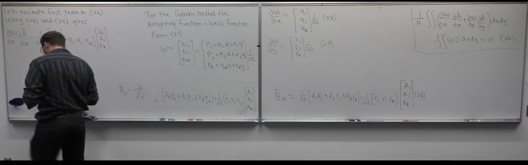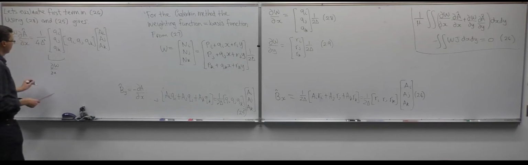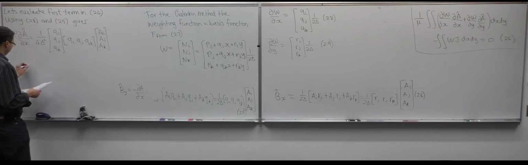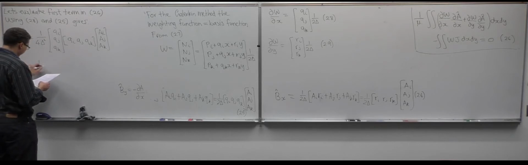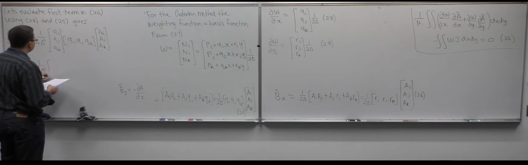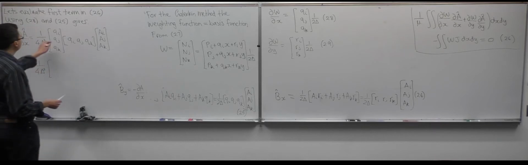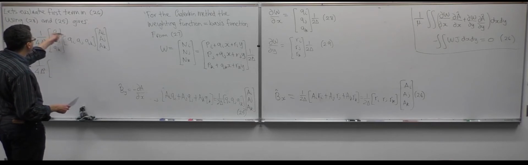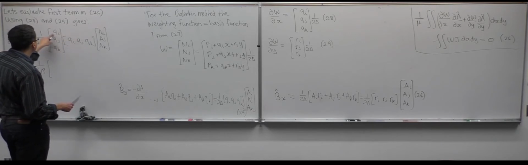Okay, so then we can expand this out, and we are left with 1 over 4 delta squared. Now this is going to become a 3 by 3. So we go across and then down, across and then down, across and then down for the top term.